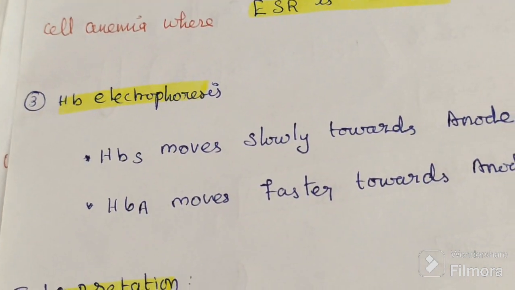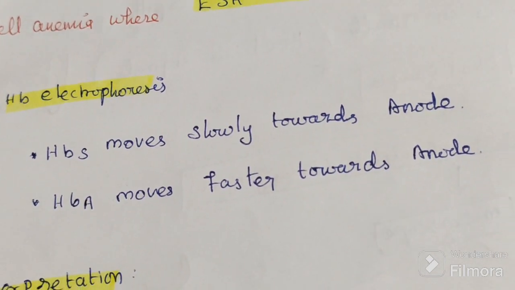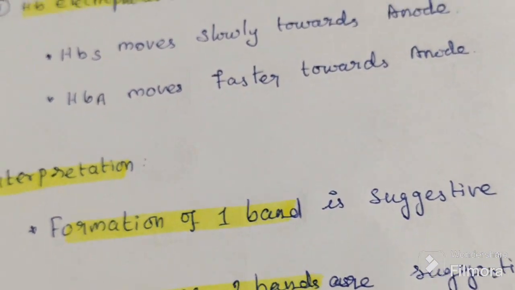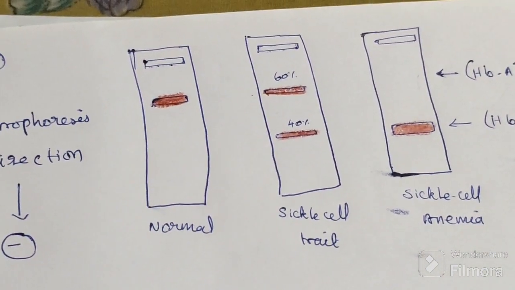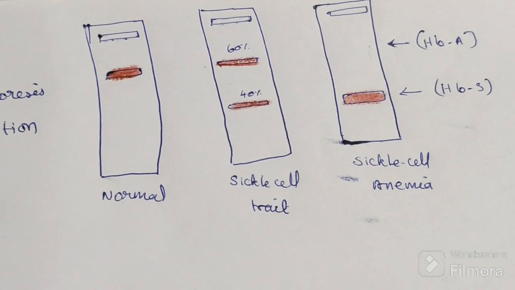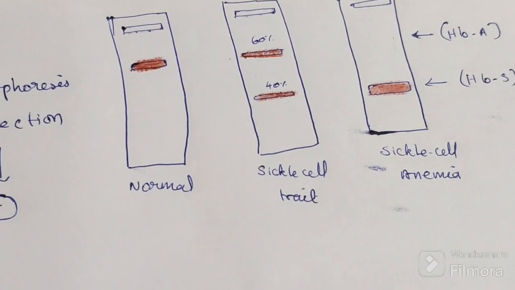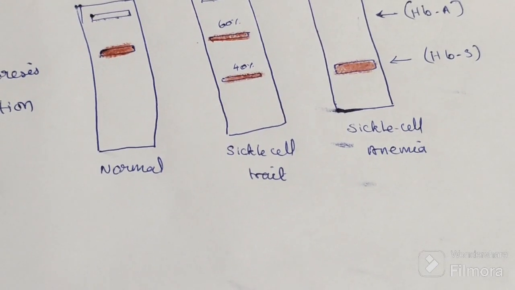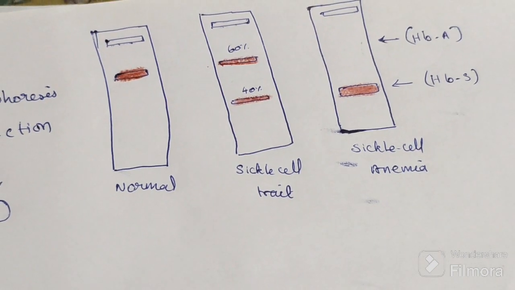And the most important diagnostic test, the confirmatory test, is electrophoresis, hemoglobin electrophoresis. Here we are using hemoglobin electrophoresis. So you can see here three electrophoresis bands. This one is the normal person. You will find only one band. That is hemoglobin A. This band is hemoglobin A.